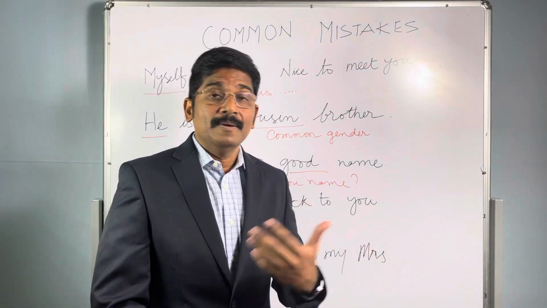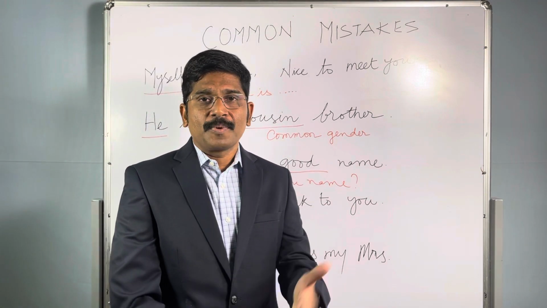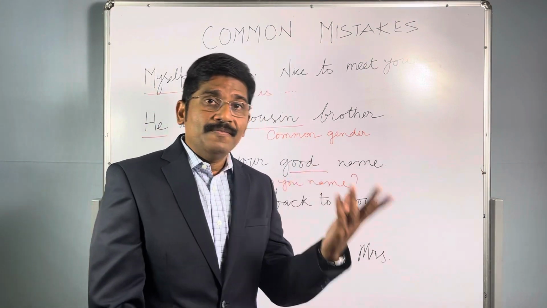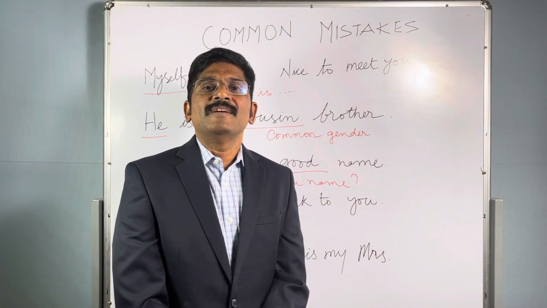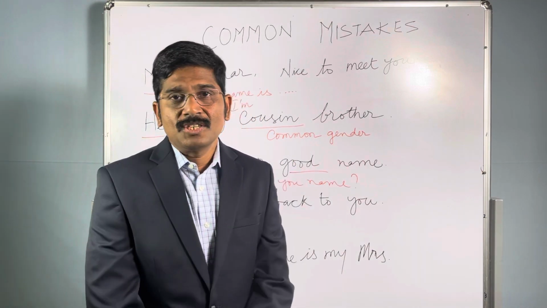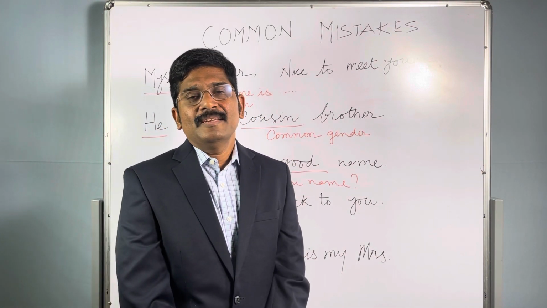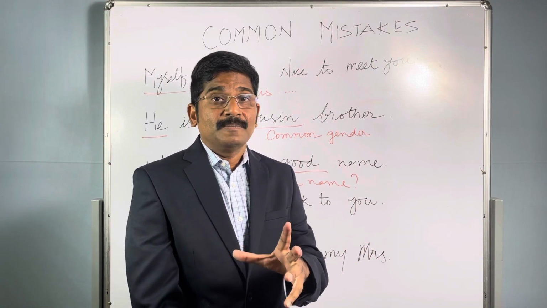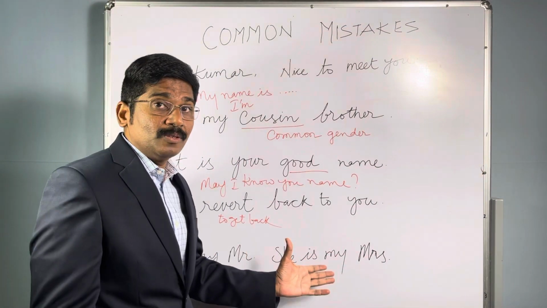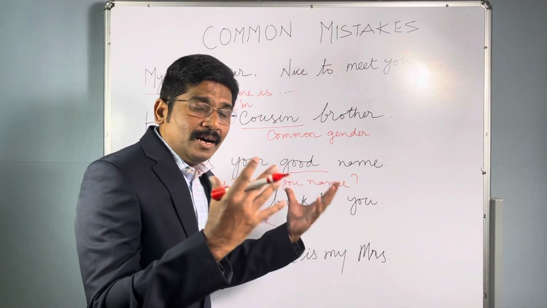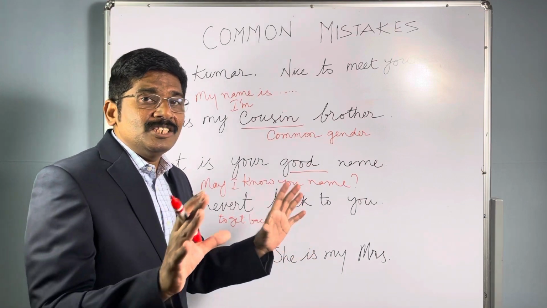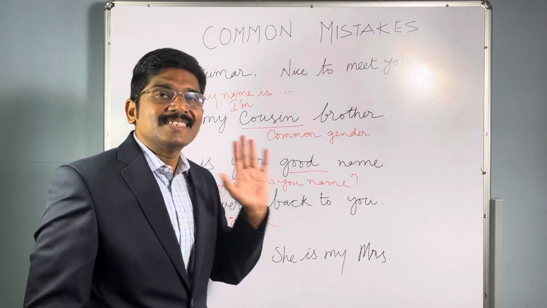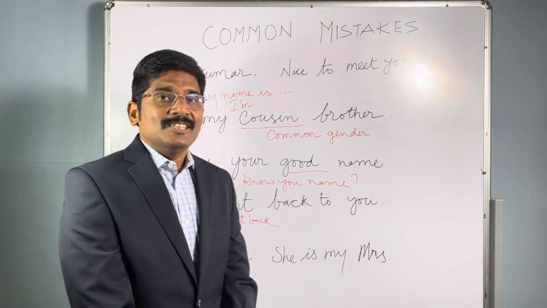Suppose the woman is a doctor or a professor. If somebody is a doctor or a professor, we don't use Mrs. even if the lady is married, but we say Dr. so and so, Dr. Shakuntala, or Professor Usha. But if you're saying she is the wife of somebody or she is your wife, we don't say she is my Mrs. or she is his Mrs., but she is his wife. So you can make sure.